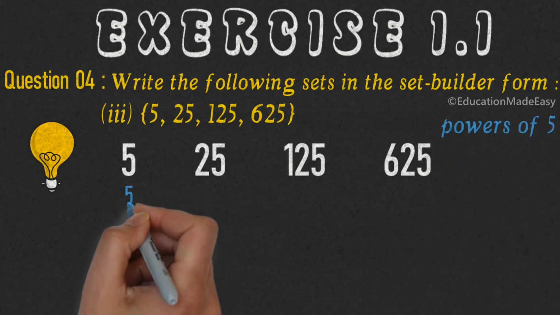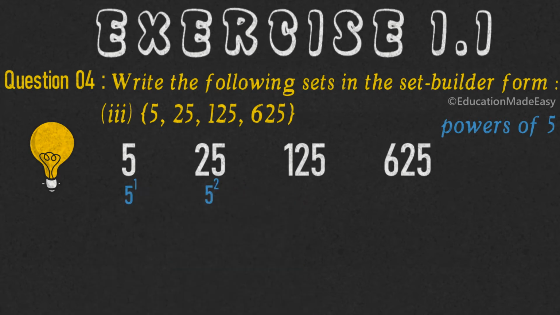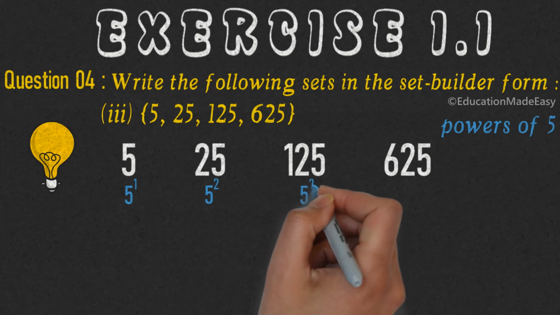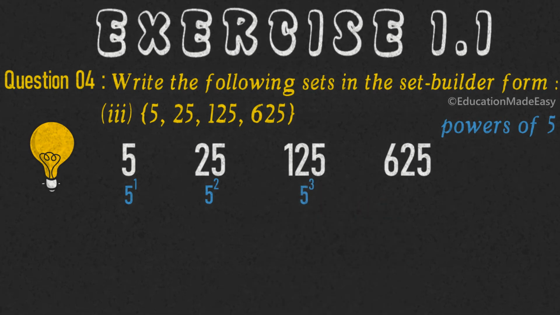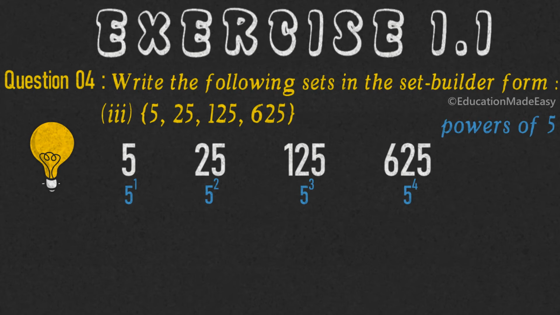That is, 5 raised to 1 gives us 5. 5 raised to 2 gives us 25. 5 raised to 3 gives us 125. And 5 raised to 4 gives us 625.